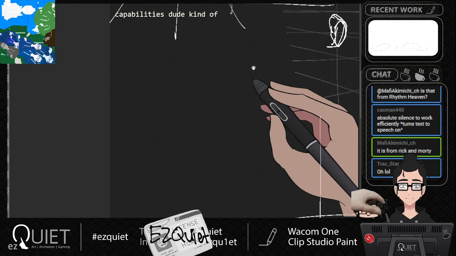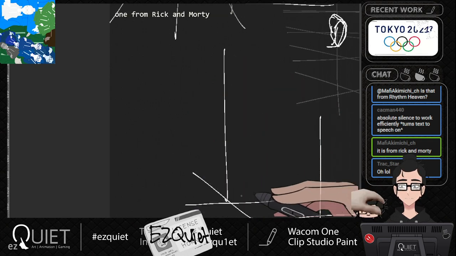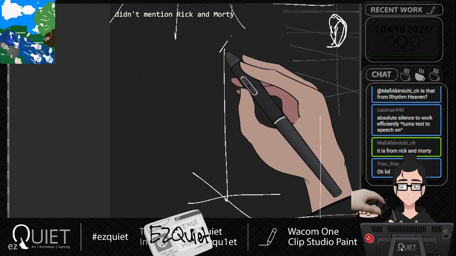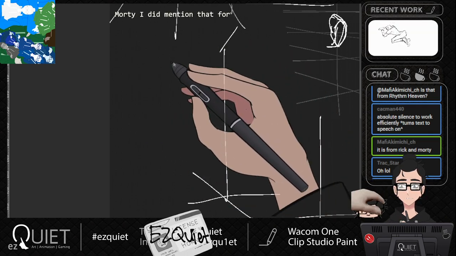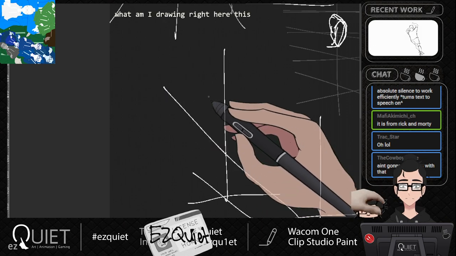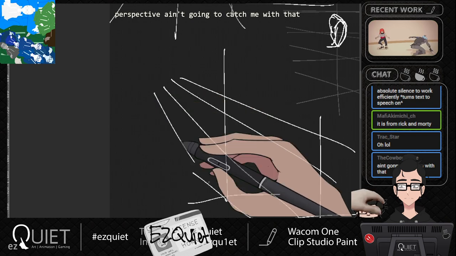Kind of insane. Oh, it's the one from Rick and Morty? That's true. I did mention Rick and Morty for the scatting. Wait, what am I drawing right here? It's the wrong perspective. Ain't gonna catch me with that. What do you mean?